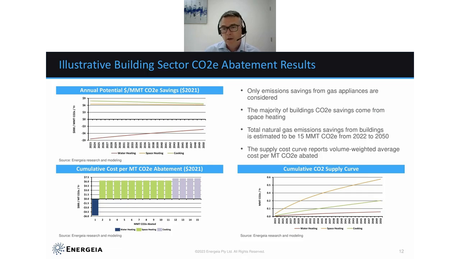Now, if you bring the potential supply and the potential cost of that supply together, you can create a supply cost curve. And this is something you've seen, I'm sure, in the Australian and U.S. examples. McKinsey's got a very famous CO2 supply cost curve. But I think what people don't necessarily understand is that this supply cost curve actually evolves over time.